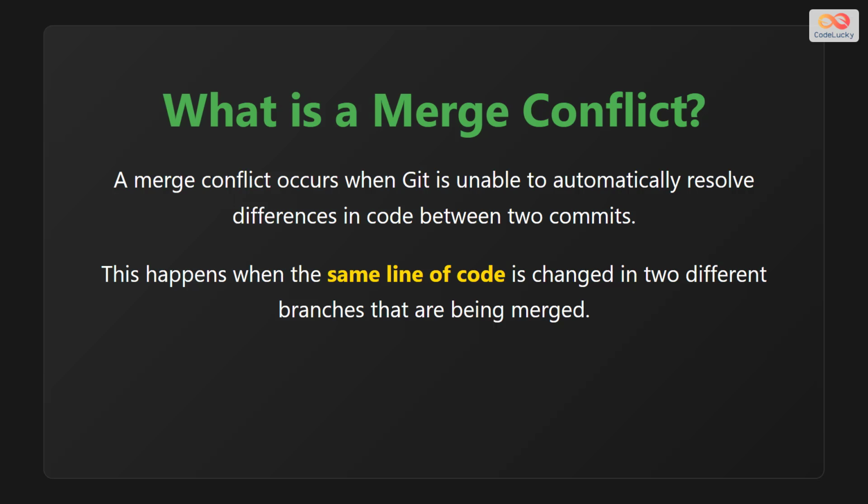A merge conflict happens when Git cannot automatically figure out how to combine changes from two different branches. This usually occurs when two developers have edited the same line of code, and Git doesn't know which version to keep.